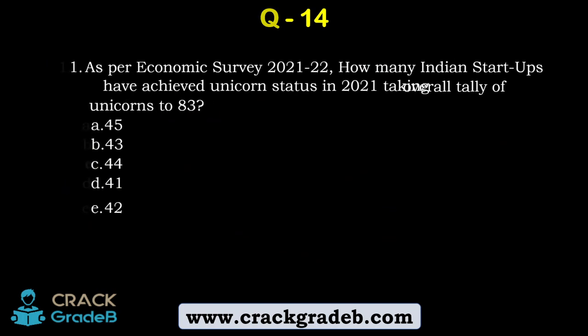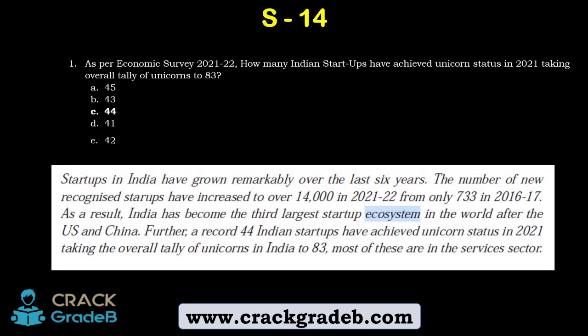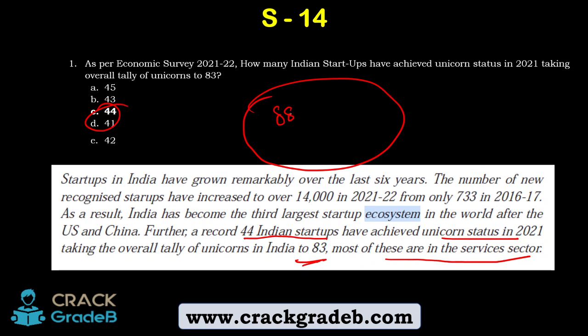So let's move to the answer, that is 44. So this was the data that was hidden. Further, a record 44 Indian startups had achieved the unicorn status in 2021, taking the overall tally of unicorns in India to 83. Most of these are in the service sector. So look, in India in total there are 83 unicorns, and 44 unicorns were created only in the last year, over the last 6 years.